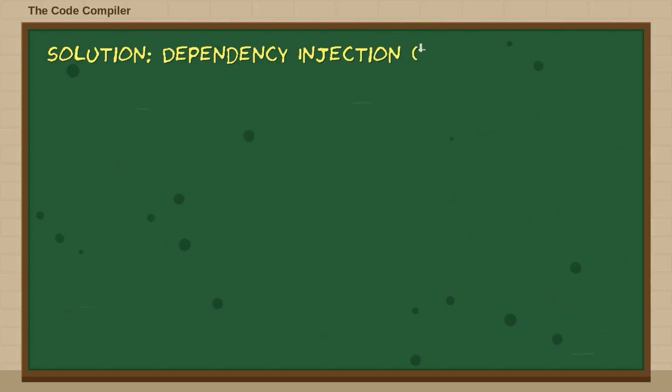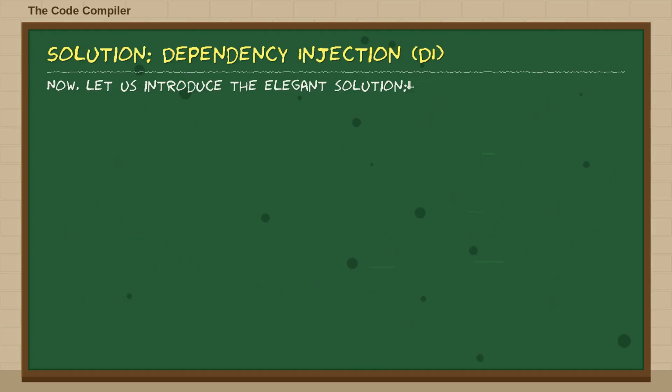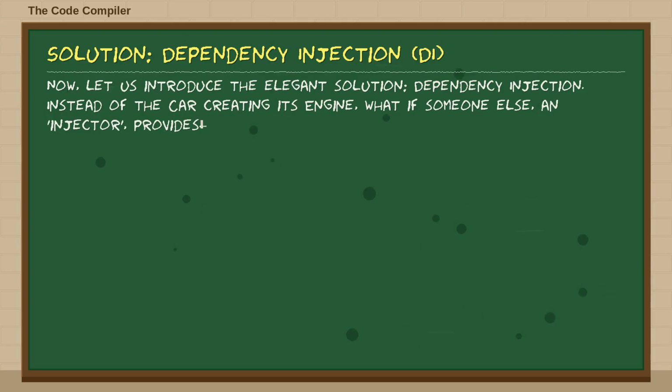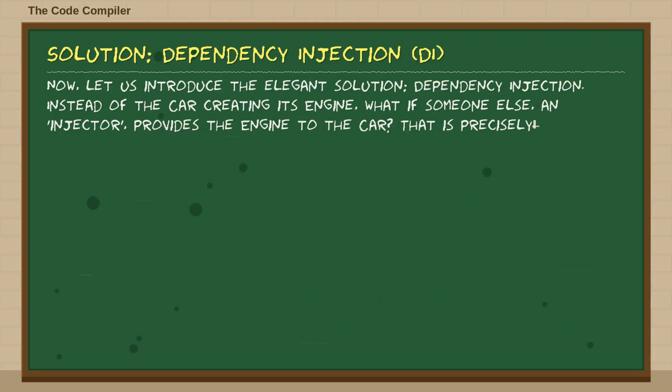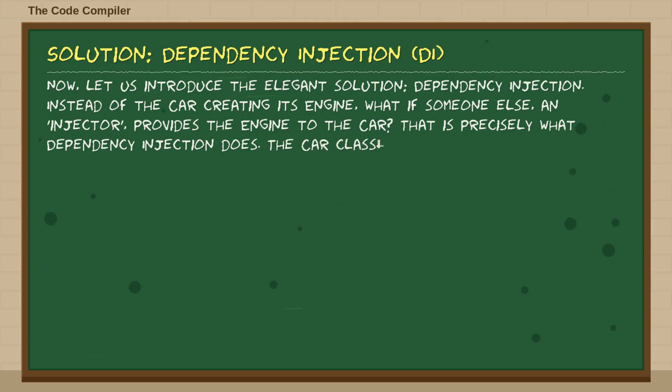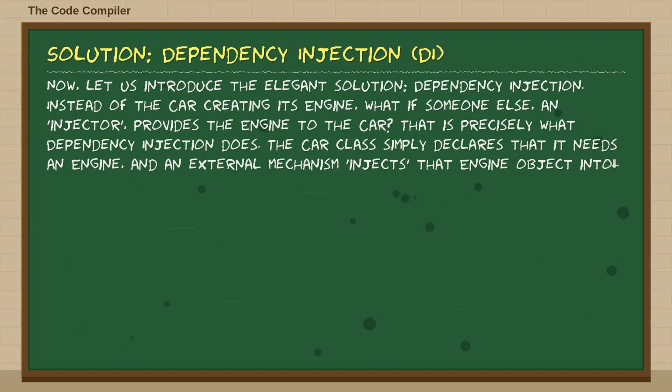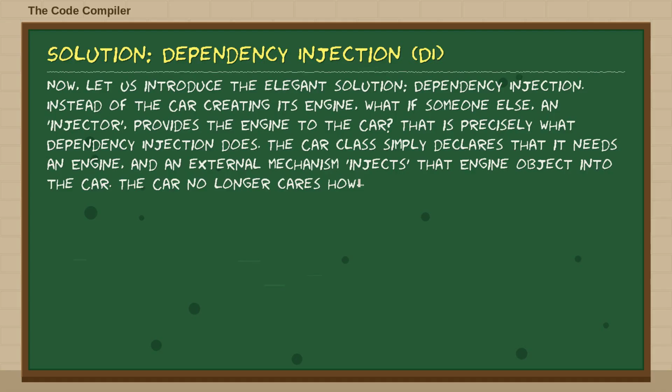Now, let us introduce the elegant solution, dependency injection. Instead of the car creating its engine, what if someone else, an injector, provides the engine to the car? That is precisely what dependency injection does. The car class simply declares that it needs an engine, and an external mechanism injects that engine object into the car. The car no longer cares how the engine is created or what type it is, it just uses the engine it receives. This makes the car and engine classes loosely coupled.